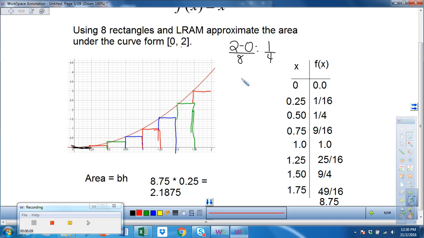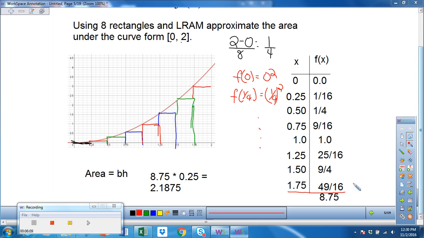And so what I've done here is I've evaluated f of 0, f of 1/4, and so on and so forth. I add them all together, and then this time I multiply by 0.25 because that was the width of each rectangle.